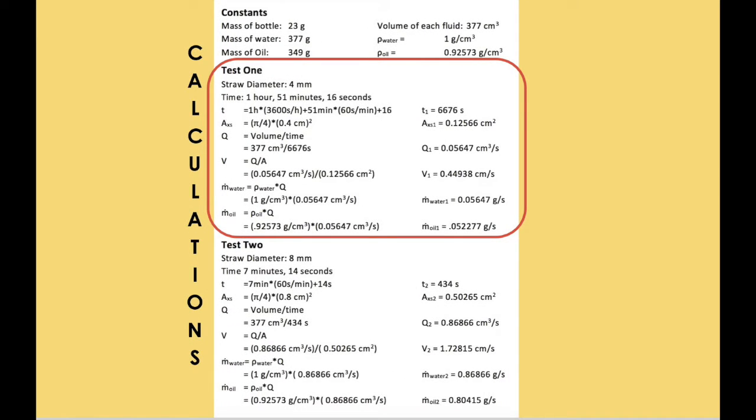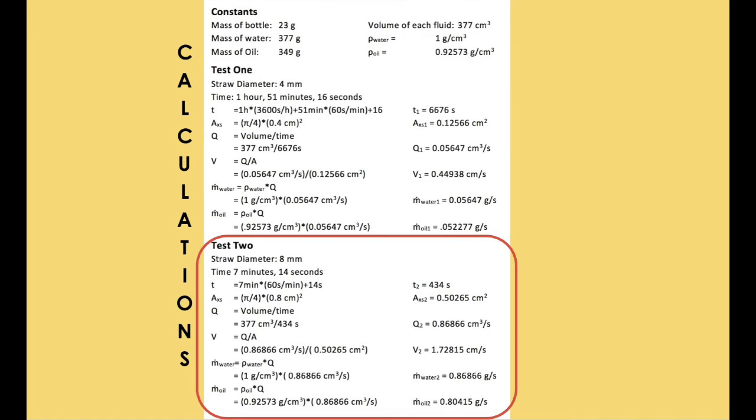Our first test used a straw diameter of 4 millimeters and transferred 377 cubic centimeters of each fluid over the course of 1 hour, 51 minutes, and 16 seconds. We calculated the volumetric flow Q by dividing the volume transferred by the time. Following this, we calculated the velocity by dividing the volumetric flow by the cross-sectional area. Additionally, we found the mass flow of water and oil by multiplying their densities by the volumetric flow.